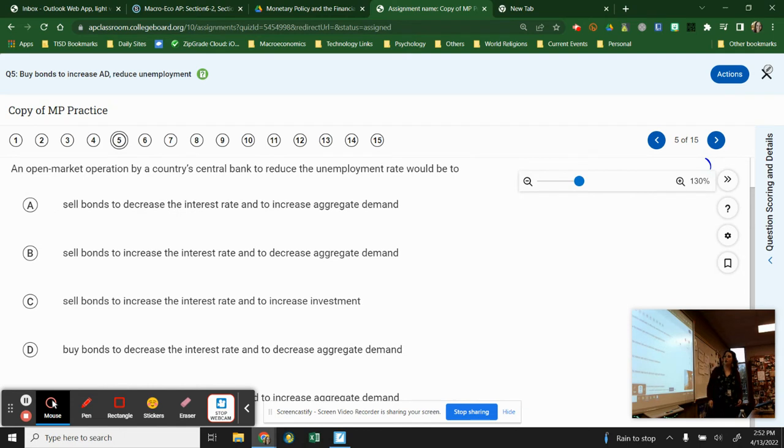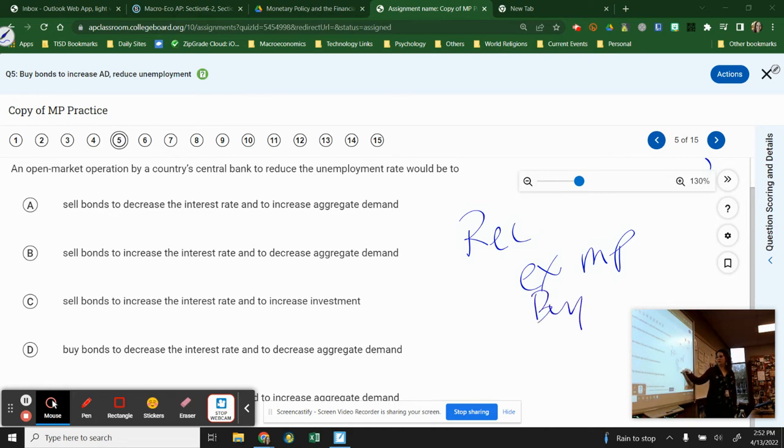Okay. An open market operation by a country's central bank to reduce unemployment would be... Okay, what's the problem in the economy? Unemployment. So we are in a recession. In a recession, what do you want to do? Do you want to expand or contract? You want to do expansionary monetary policy, which means you do what with bonds? Buy bonds. What do you do with a discount rate to expand the economy? Lower it, because that's an interest rate. So you want to lower interest rates to expand the economy because you can take on more loans.